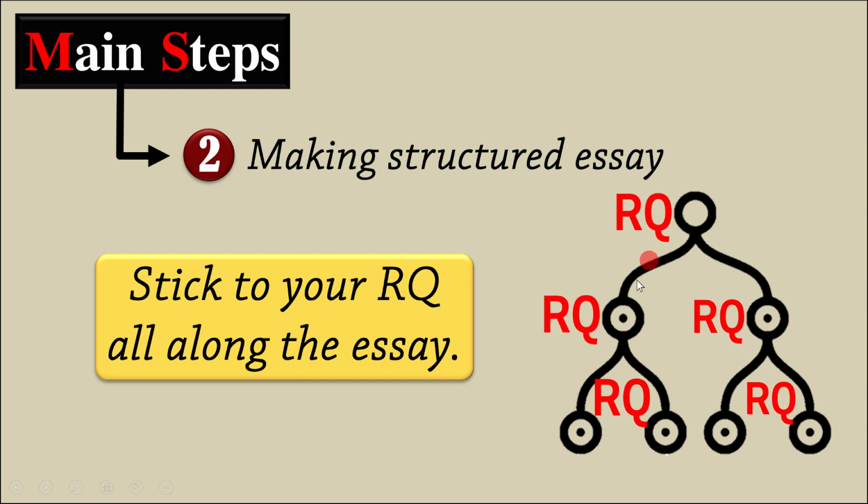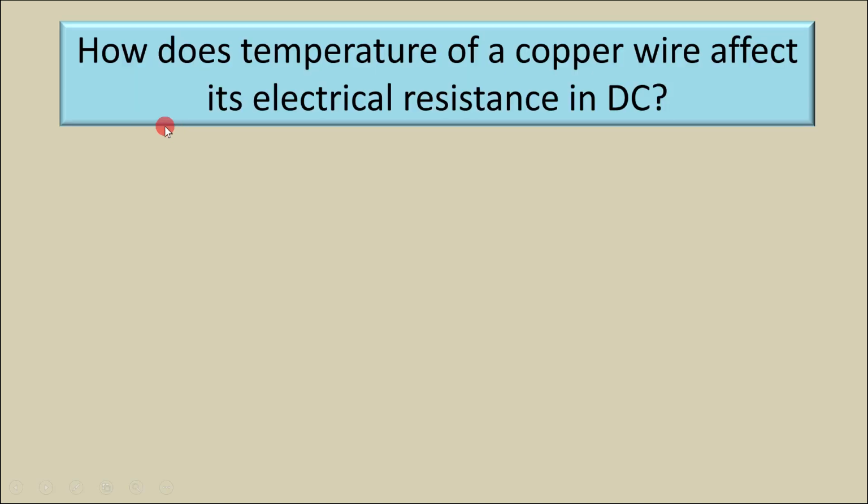So all the coming subtopics after your research question must be related to that. Otherwise, you will lose marks because you will go for digression and the person who is checking your essay may see that you are off the track and it's dangerous. Pay attention. For instance, suppose that again we repeat that research question we already had. How does temperature of a copper wire affect its electrical resistance in DC?